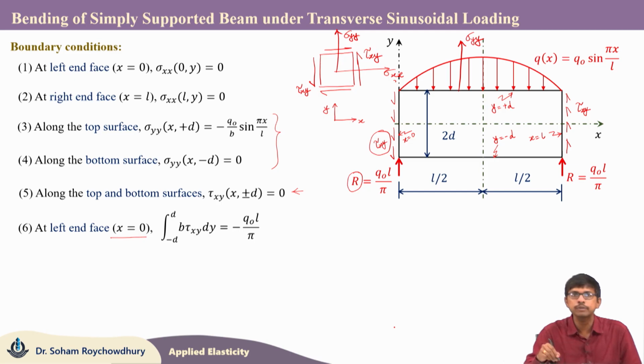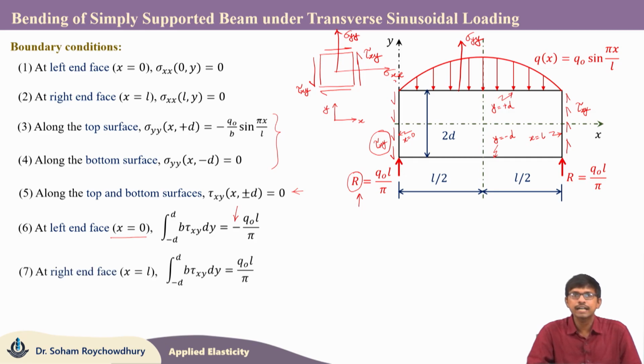So, b tau xy dy integral from minus d to plus d would be net downward reaction, but the external load R acting is upward, that is q naught L by pi. So, as the directions are different, we are having this minus sign. So, for the left edge x equals to 0, integral b tau xy dy from minus d to plus d equals minus q naught L by pi.